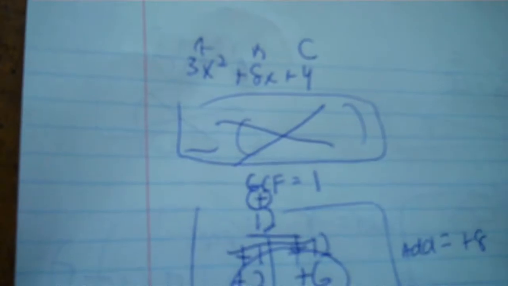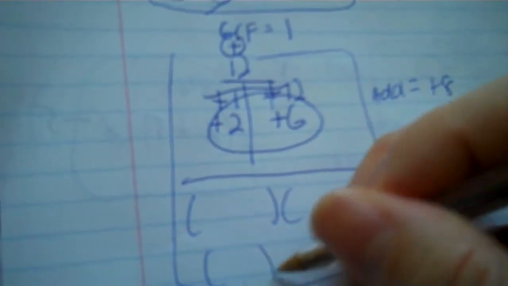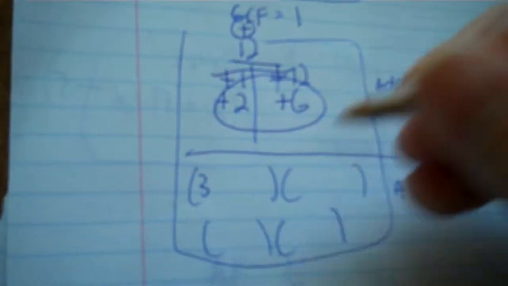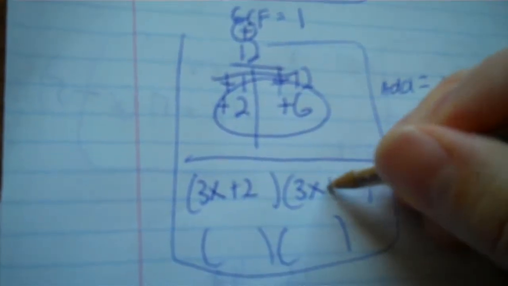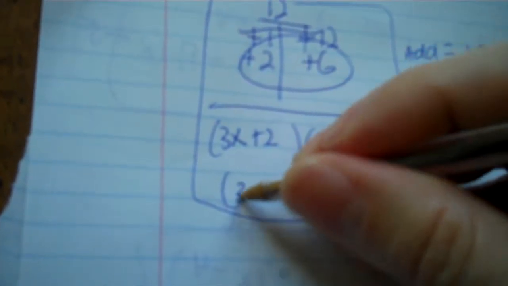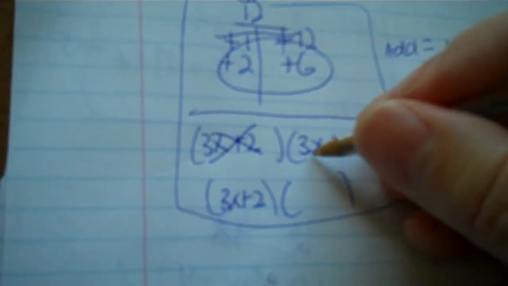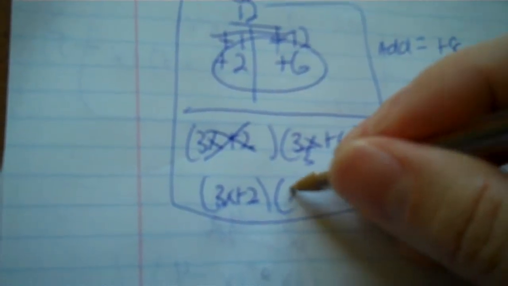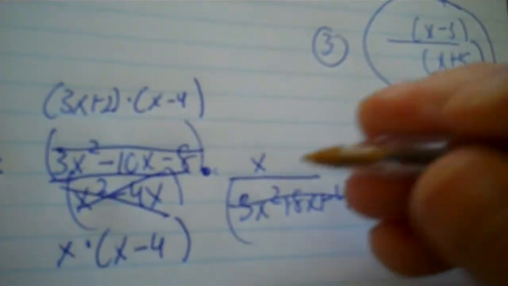And again, my A is not a 1, it's a 3. So since it's a 3, we can't just drop the 3. We need 4 parentheses. So 3, 3, x, x, plus 2, plus 6. That remains the same. You can divide those each by 3, and that would become x plus 2. Or if you want to put the 1, that's fine. So 3x plus 2 times x plus 2.